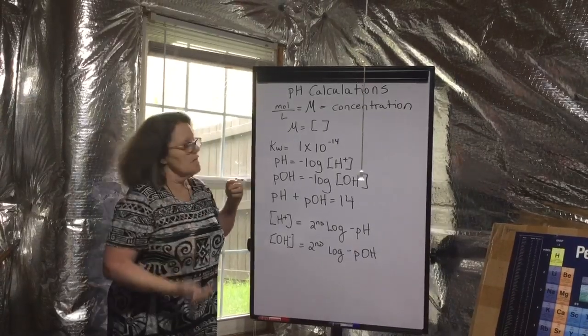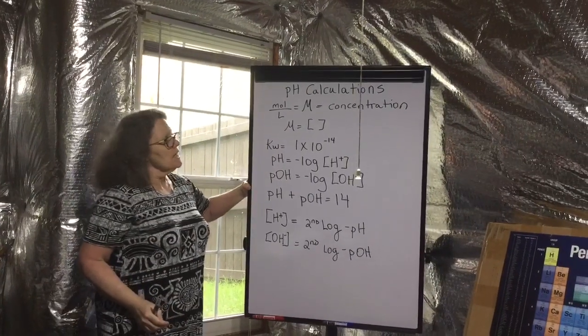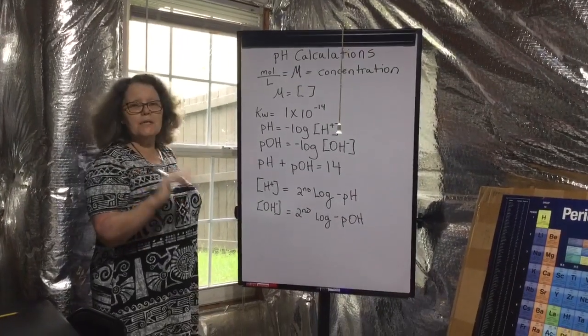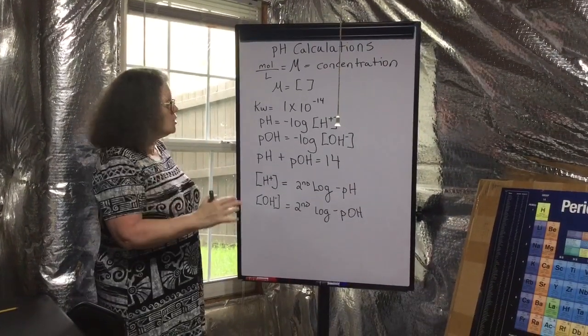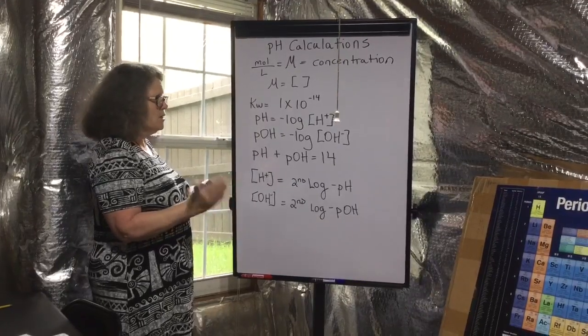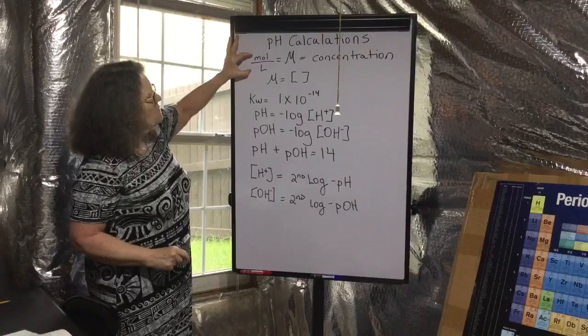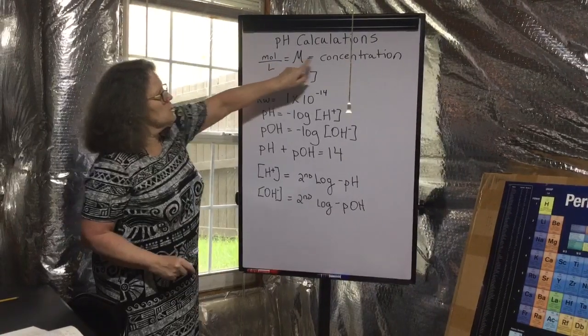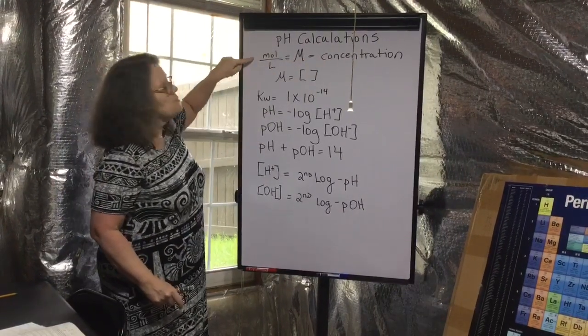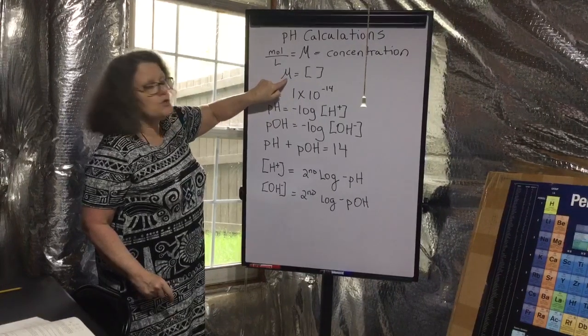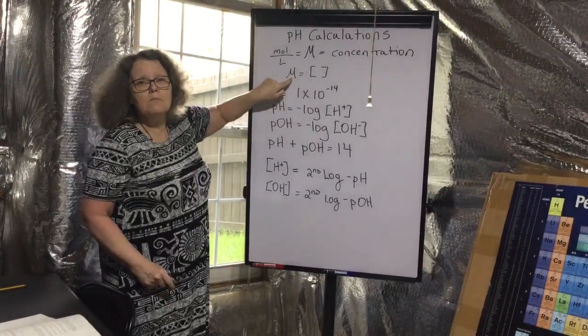Let's go over again the pH calculations, how to do them. It's really all about the relationships among pH, hydrogen ion, and hydroxide ion. Okay. First, the definition of molarity, which is a concentration unit, is moles per liter. When we see these brackets, that represents concentration, molar, molarity.